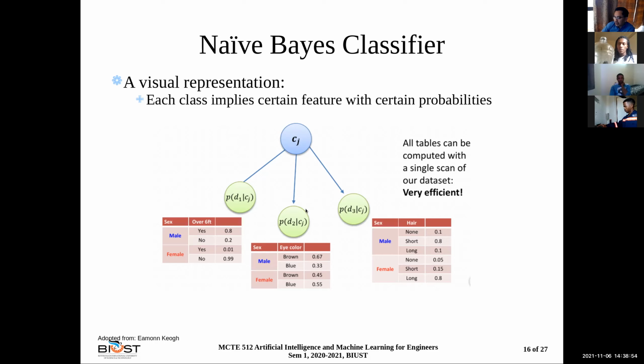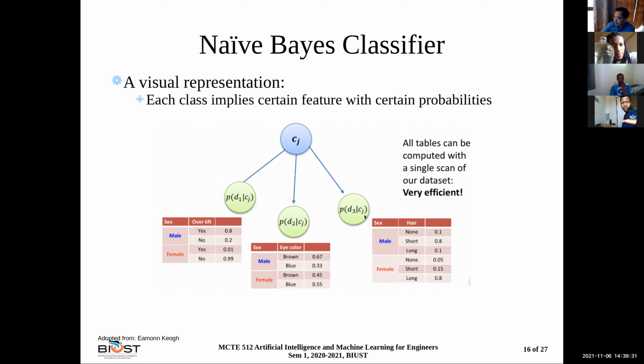So in the table, again, we say given that it is male, the eye color is brown, 67%. Most of them have brown eye color, and for blue it is 33%. For female, in this case, the eye color is almost 50-50. Half of them are brown and half of them are blue, 45 and 55.